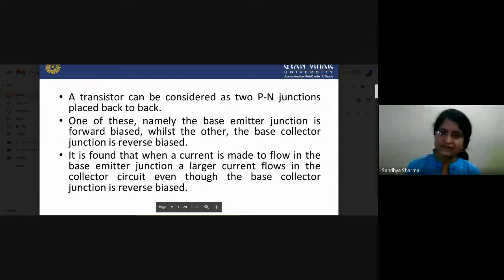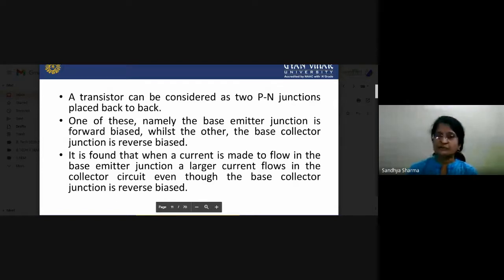Now, when we are talking about the base to emitter junction, it will be forward biased, and the base to collector junction will be reverse biased. So this is a very basic feature: one junction should be forward biased and one junction should be reverse biased for working in active mode.